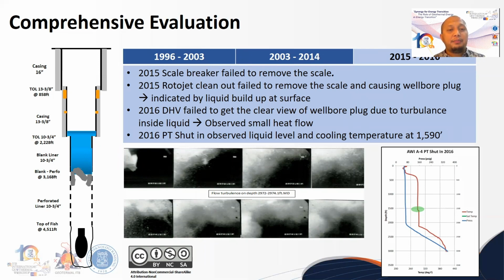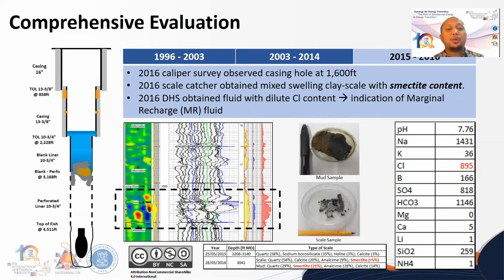Interestingly, based on the pressure temperature shut-in data that we conducted prior to the whole video survey in 2016, we observed a cooling temperature profile at depth 1590 feet, which is very close to the depth that we observed casing deformation based on the caliper survey in 2012. Based on this information, then we continue to reconduct the caliper survey again in 2016 to look at the latest casing condition, and we found the casing hole profile based on the caliper survey at depth 1600 feet.